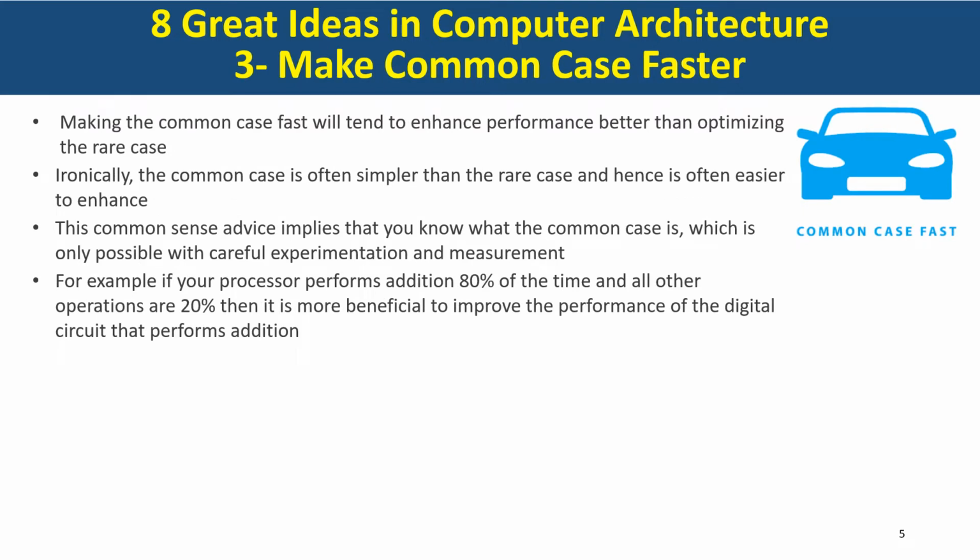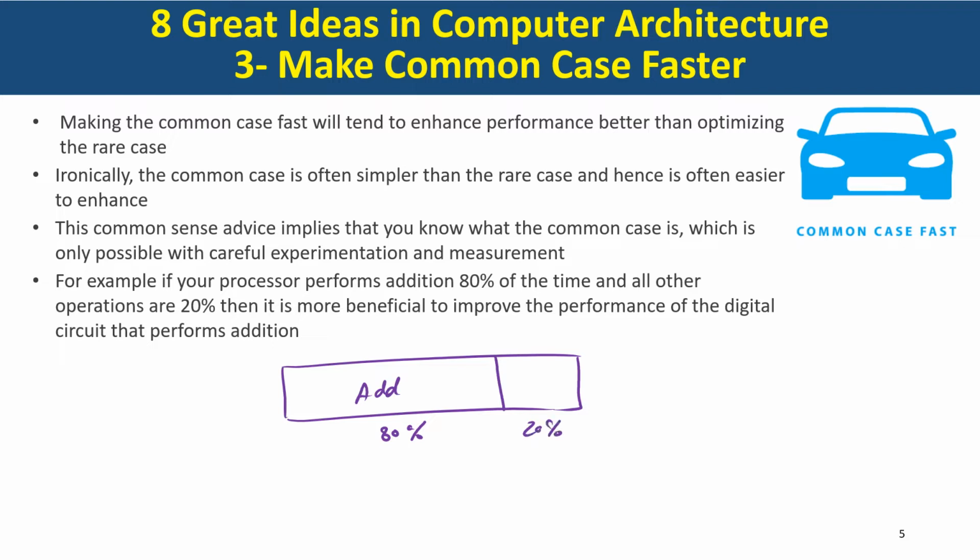The third idea is making the common case faster. Let's assume you have a processor that spends 80% of its time doing addition instructions and 20% doing multiplication. We can improve both addition and multiplication, but let's say you have only limited time and can apply only one improvement, either to the multiplication or to the addition.